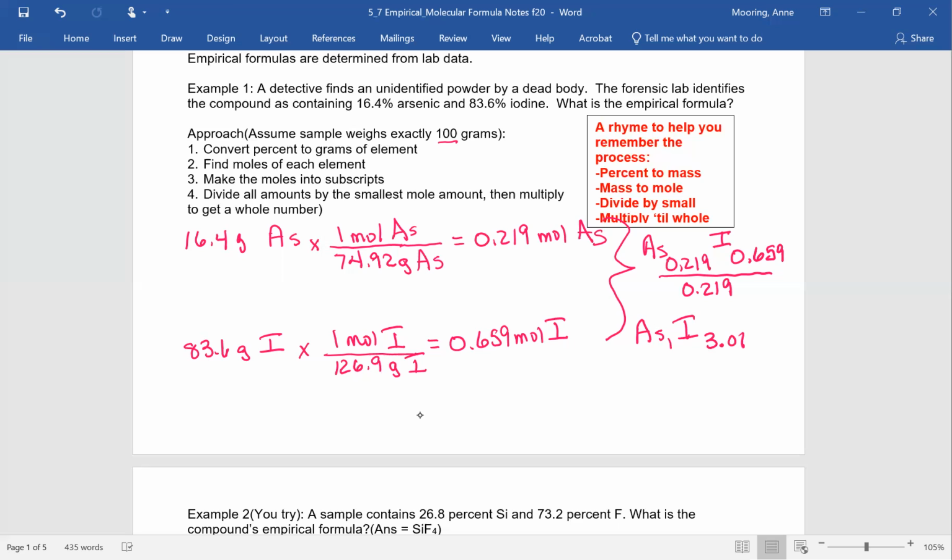We look at that and go, well, 3.01, that's pretty darn close to 3, and this is experimental data, so I can say that my formula is AsI3. And we learned in naming molecular compounds, since they're both nonmetals, that this would be arsenic triiodide.